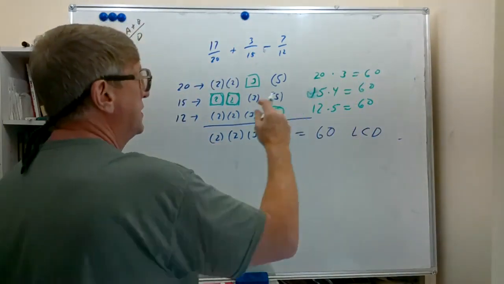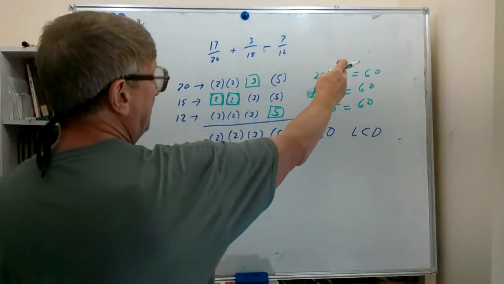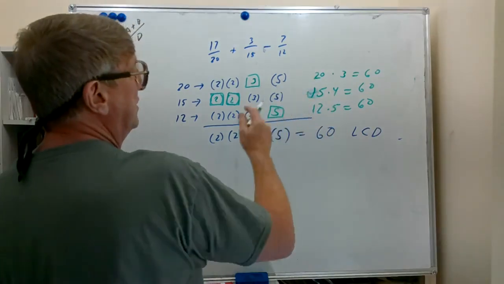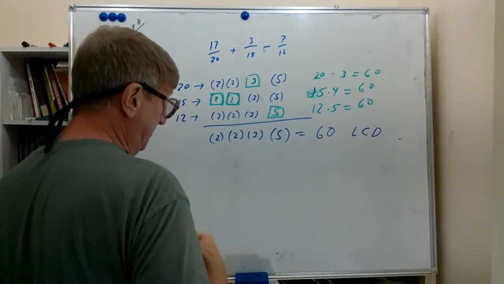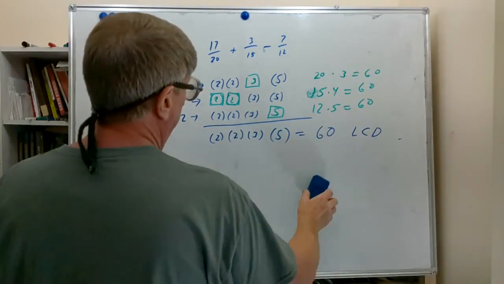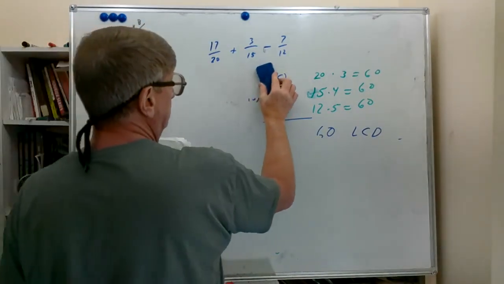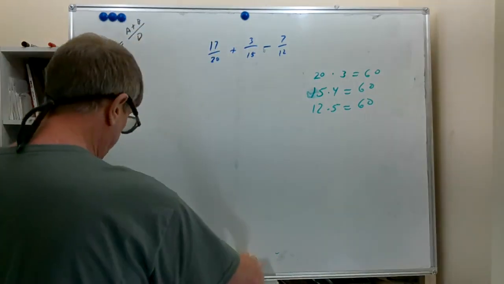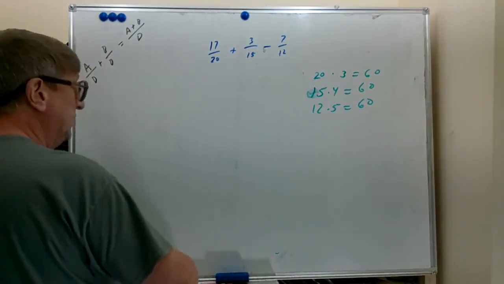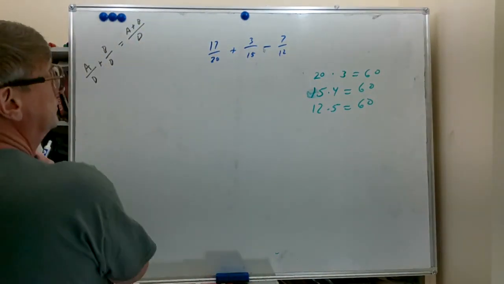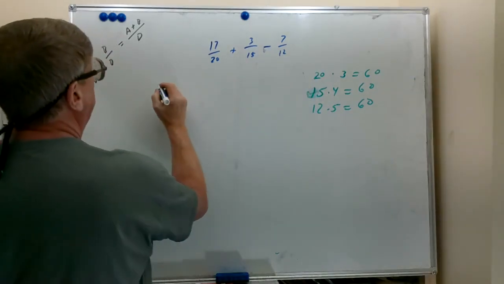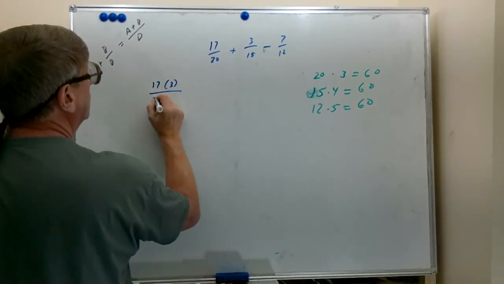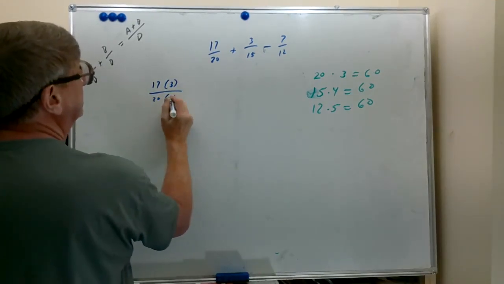So these are the required multipliers: the 3 for the 20, the 4 for the 15, and the 5 for the 12 to put these into the least common denominator. So we're going to do this. For the 20s, we're going to use 3. So we're going to have 17 times 3 over 20 times 3.